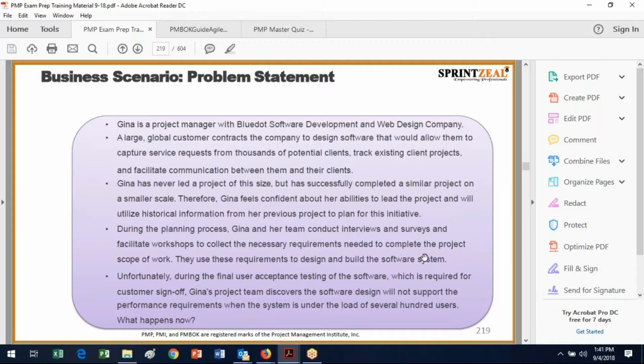Okay, so here is a business scenario, and I will let you read the problem statement and come up with a solution. Okay.